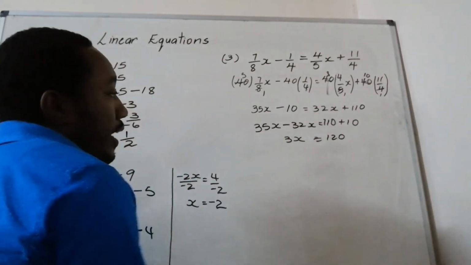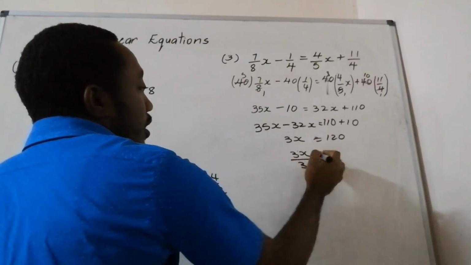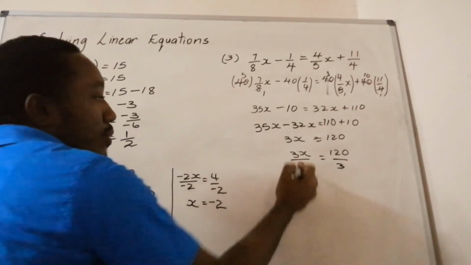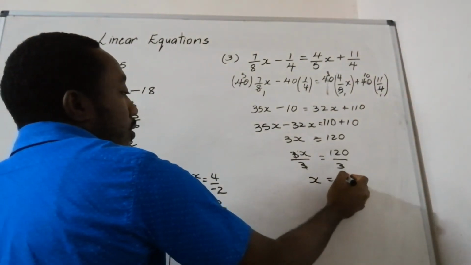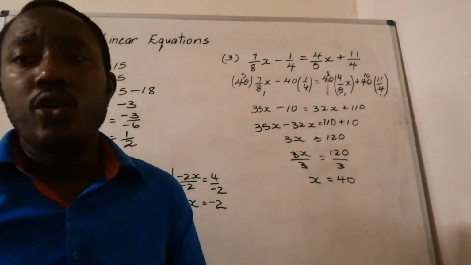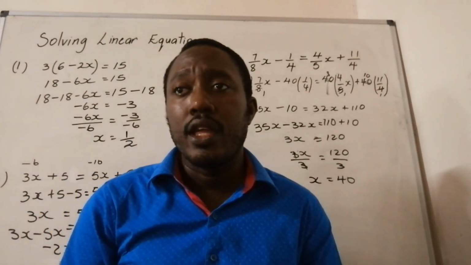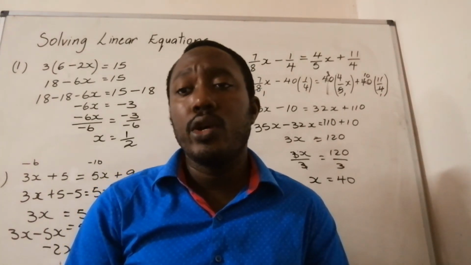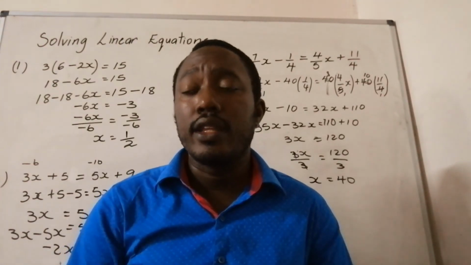So now to find x, 3x divided by 3 is equal to 120 divided by 3. So our answer will be x equals 3 into 120 will give us 40. And that is our answer. So that is how we go about solving linear equations. Now, what you need to do is go to your worksheet and do some practice so that you will get better at solving equations.